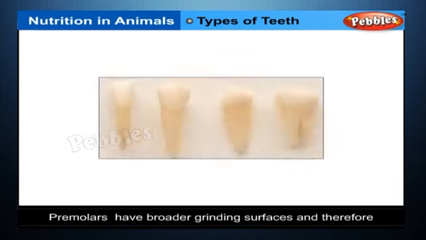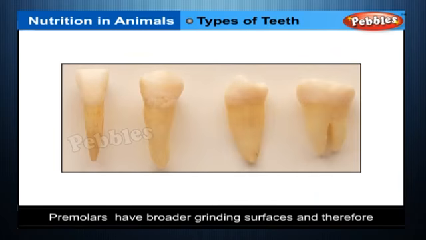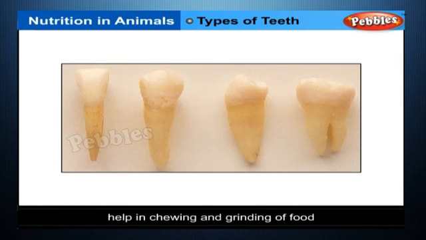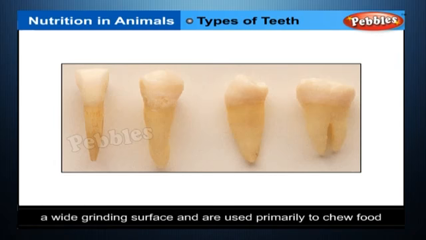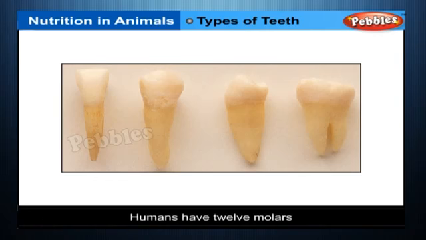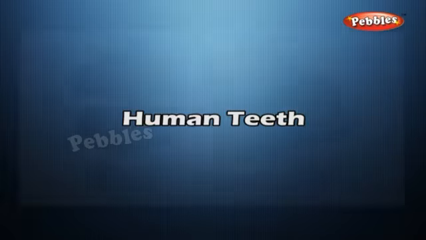Premolars. They have broader grinding surfaces and therefore help in chewing and grinding of food. There are 8 premolars in the human set. Molars. Molars are large back teeth having a wide grinding surface and are used primarily to chew food. Humans have 12 molars.